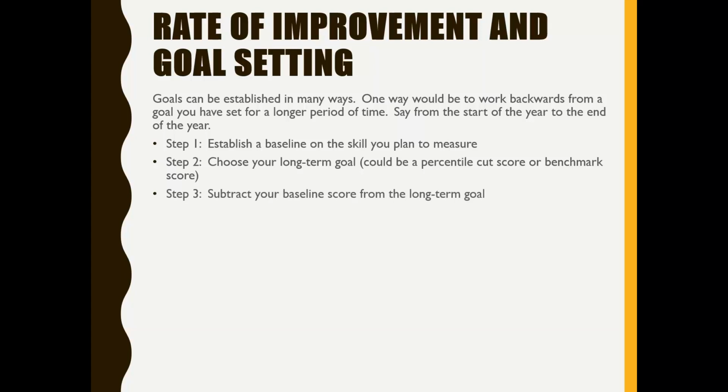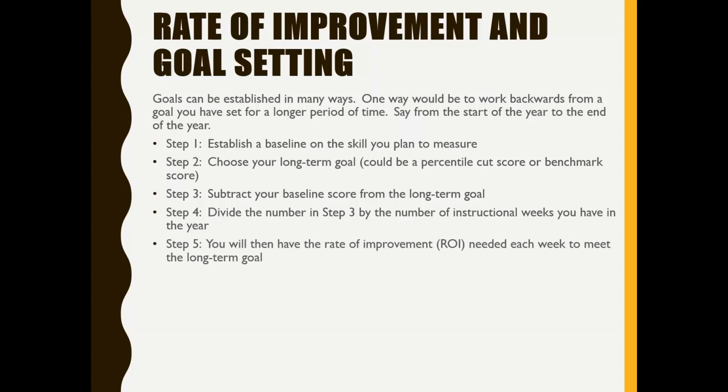Step 3, basically, so now we have a goal, and then we have our baseline. So we're going to subtract the baseline score from the long-term goal. That's basically our growth. That's how much we want the student to grow over the course of however long we are going to be working with them. So step 4, we're going to divide the number in step 3 by the number of instructional weeks you have in the year. So from step 3, we understand how much we want the student to grow. Now we need to find out how much growth needs to happen each of those instructional weeks as we're working. And by dividing there, that's what's going to give us that number. That basically gives you the rate of improvement that you need to meet each week based on that long-term goal.